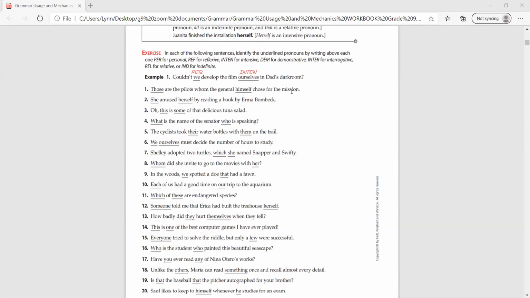All right, number four, what is the name of the senator who is speaking? The cyclists took their water bottles with them on the trail. Number six, we ourselves must decide the number of hours to study. Number seven, Shelley adopted two turtles, which she named Snapper and Swifty. And number eight, whom did she invite to go to the movies with her? Number nine, in the woods, we spotted a doe that had a fawn. Number 10, each of us had a good time on our trip to the aquarium.